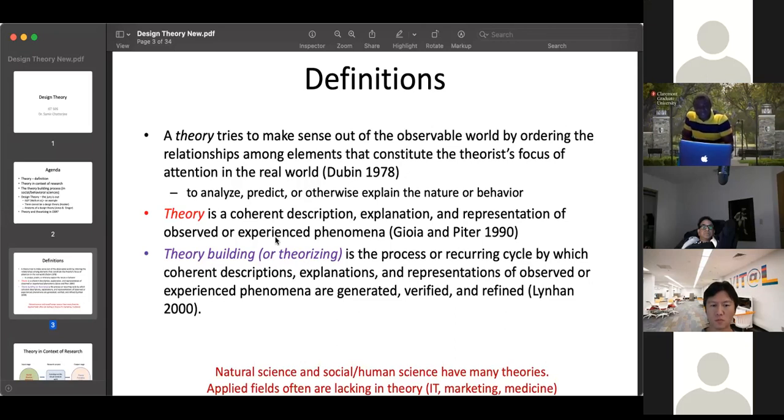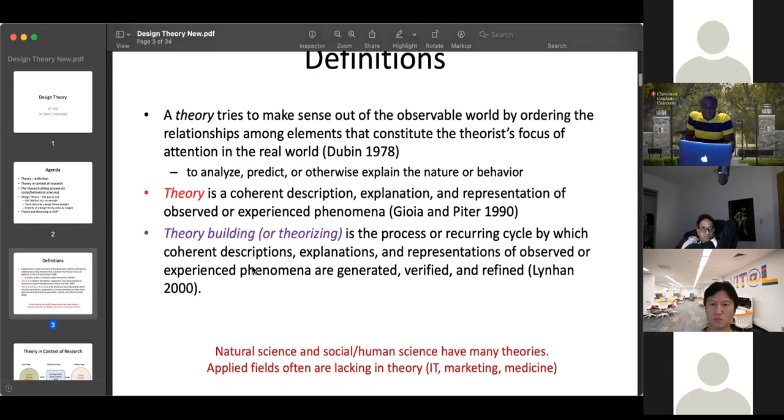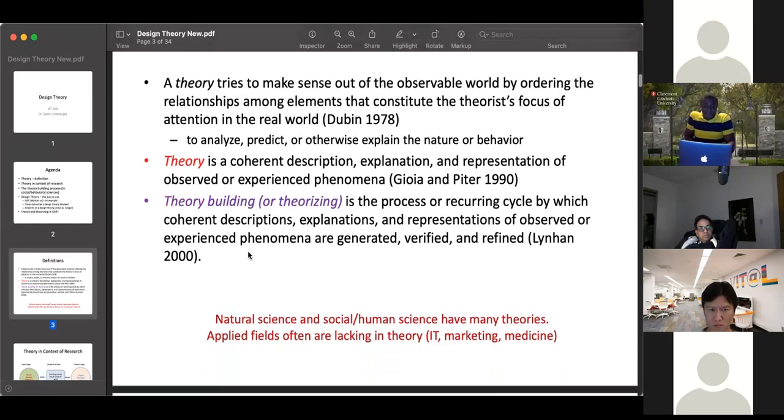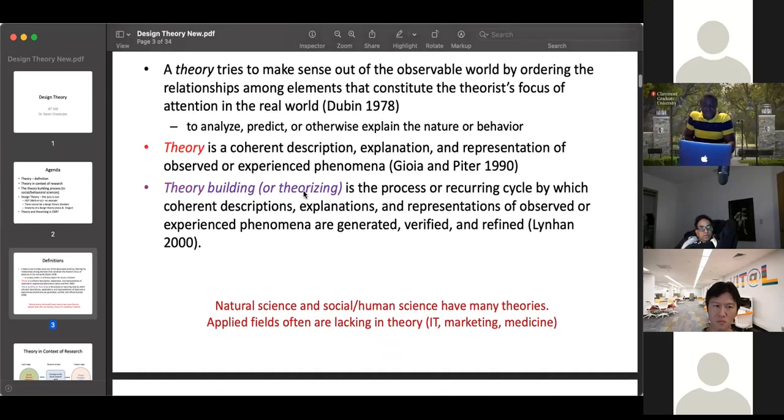So, courtesy of Professor Chatterjee, theory makes sense of the observable world by ordering relationships among elements that constitute the theory's focus. It could be a description, explanation, representation, observed experience, phenomena, theory building or theorizing.